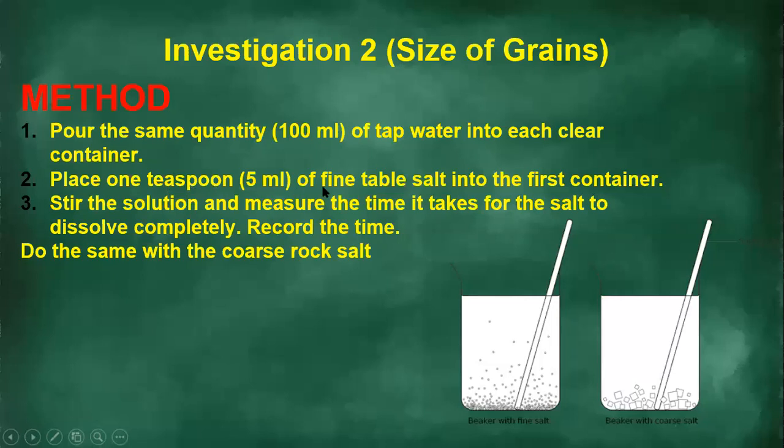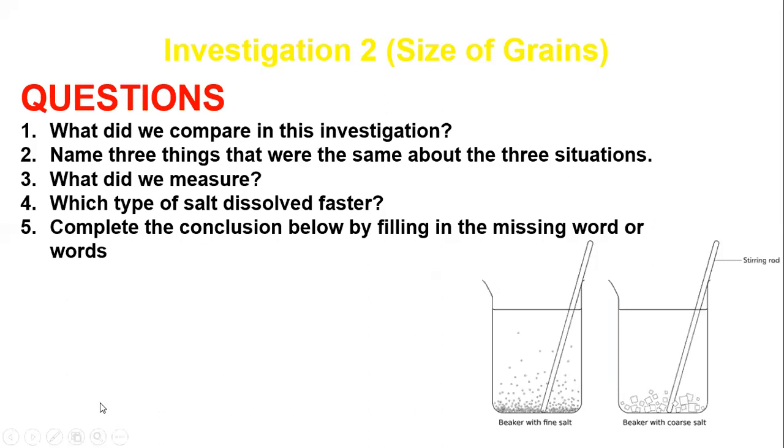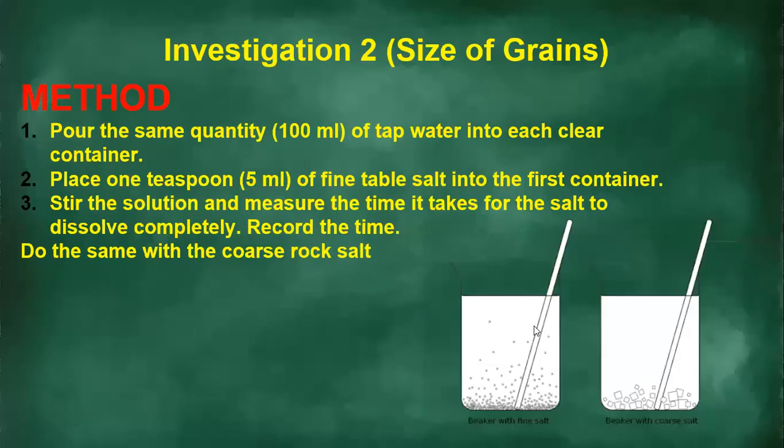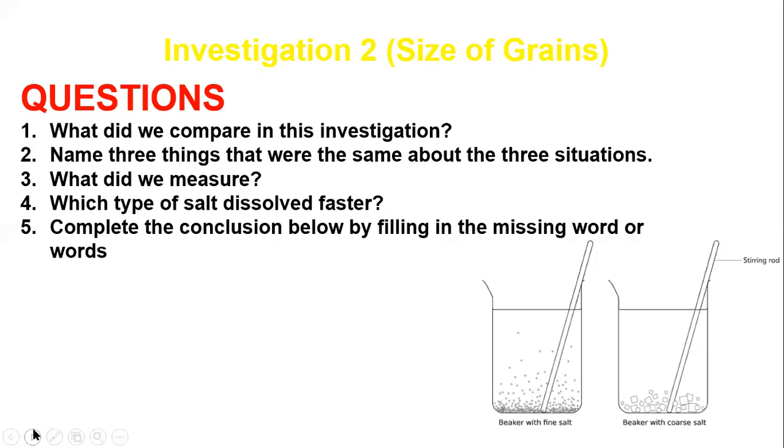Then you're going to use 1 teaspoon of fine table salt in one beaker, and then 1 teaspoon of coarse salt in the second beaker. And you're going to stir the solution and measure the time it takes to dissolve. So you're going to stir the first solution with the fine salt, and then you're going to stir the second solution with the rough salt, which is the coarse salt, and you're going to record the time. And you're going to answer your questions.